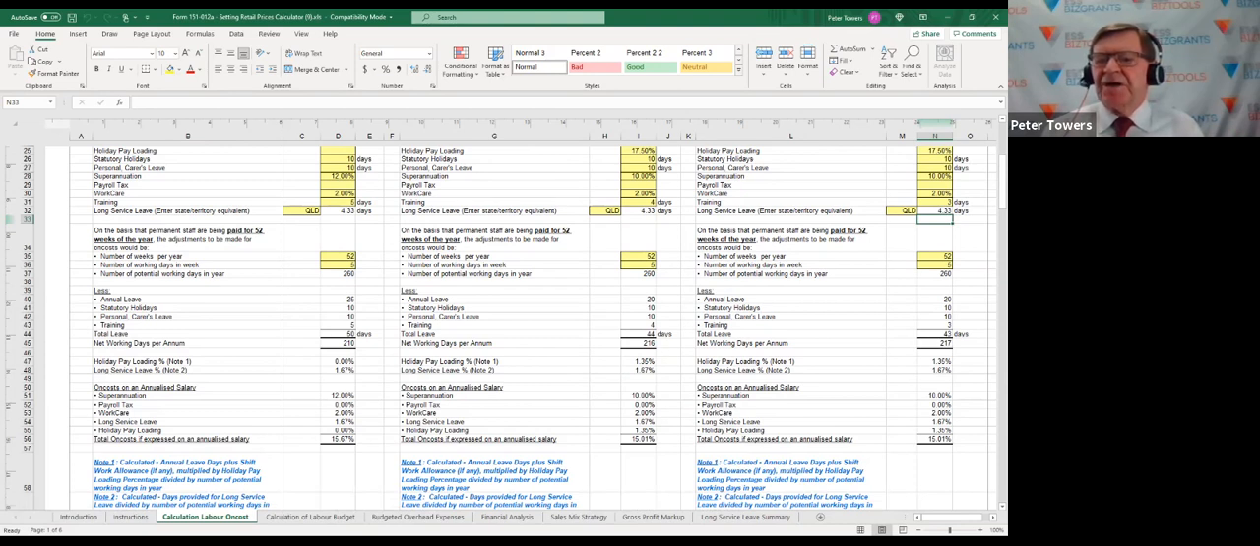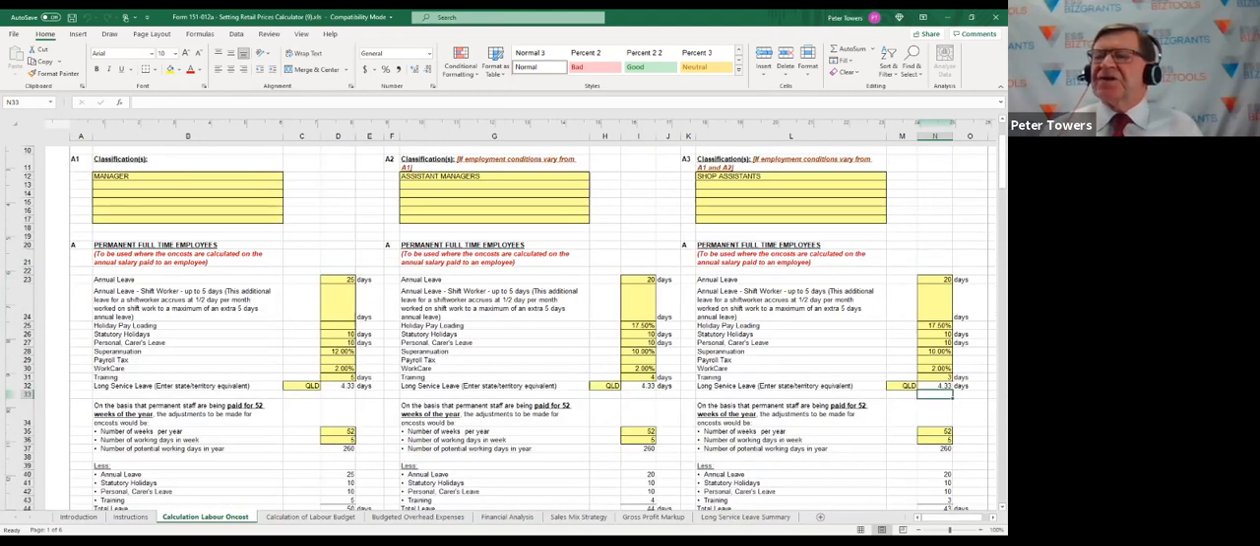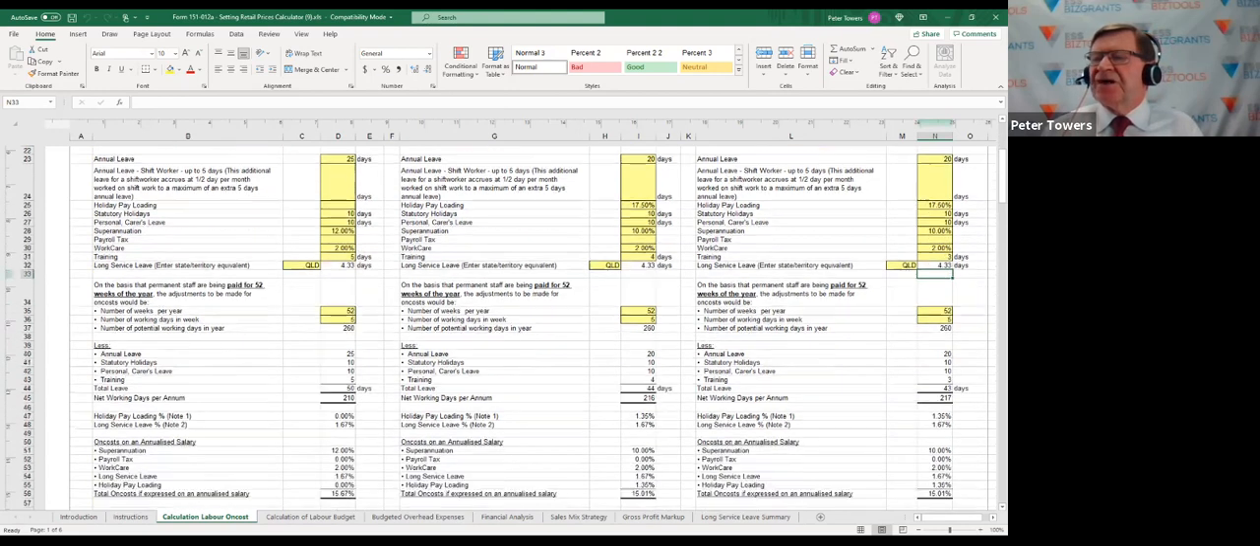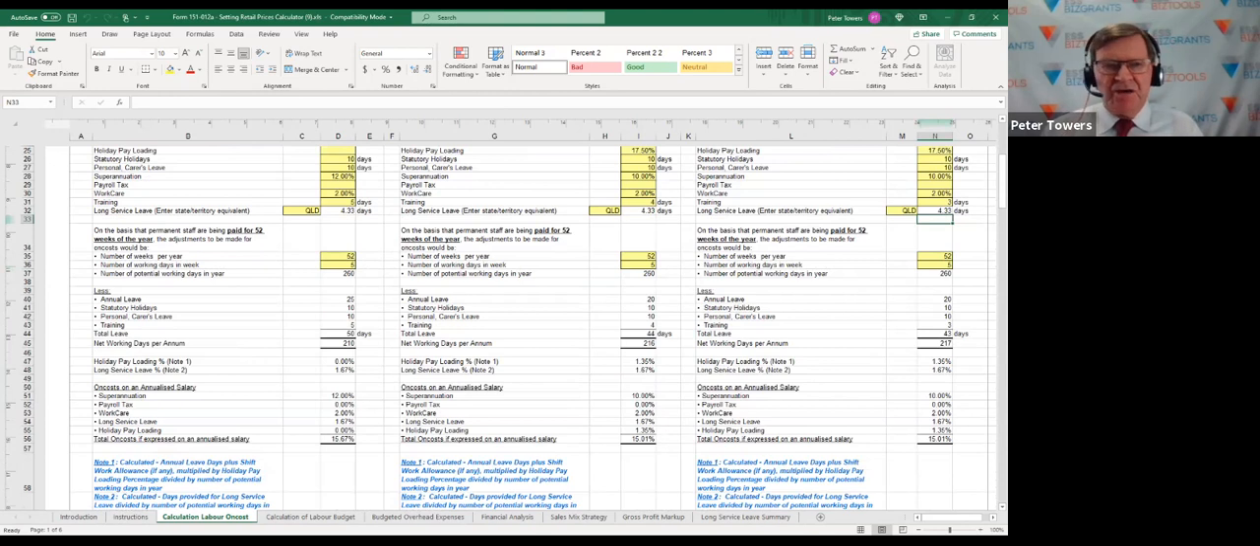There's no holiday pay loading. So the total on cost, when it's expressed on an annualized salary, will work out at 15.67%. If we look across here, we've got the assistant managers. They get only the traditional 20 days annual leave, but they get the holiday pay loading of 17.5%. They get super at 10, not 12%. They're going to have 4 days for training. They're in Queensland, so they're getting the long service leave. So the calculation there is that their on cost is 15.01%.